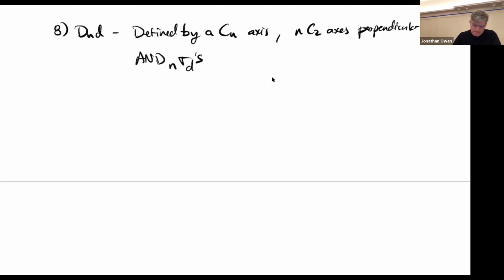What's a sigma d? Sigma d's are mirror planes that bisect the n perpendicular C2 axes.